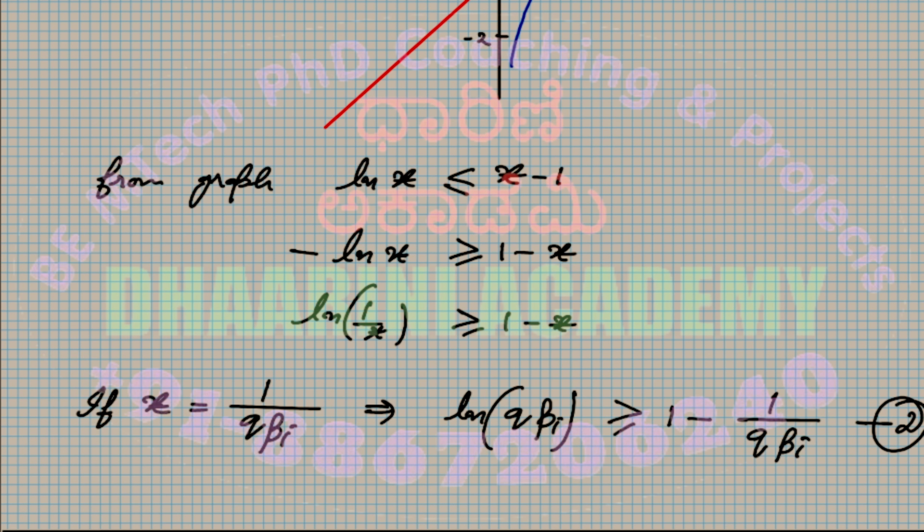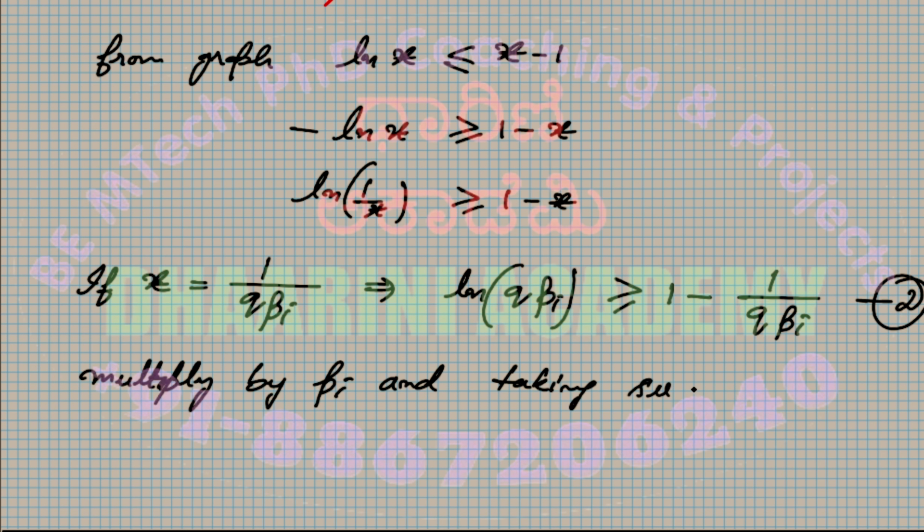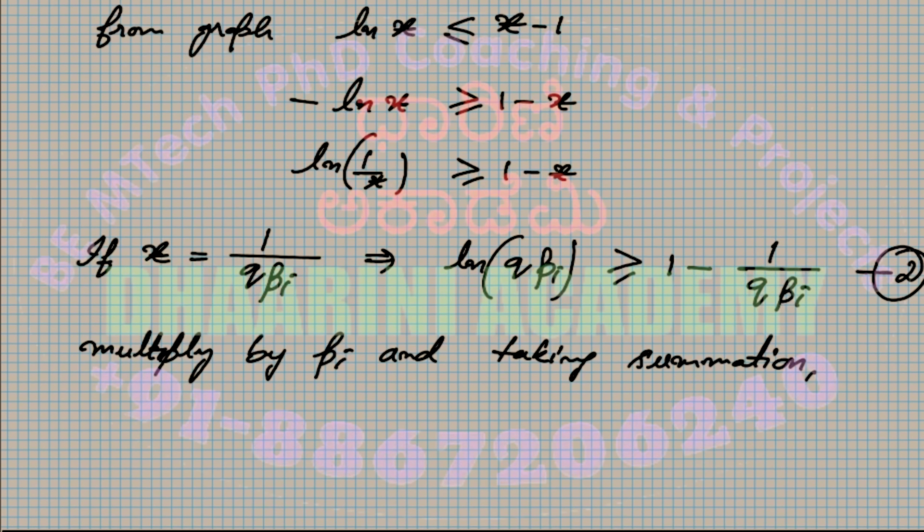Okay, now what I do, I multiply both sides of equation number 2 by pi, and I'll also take a summation. Okay, so I'll write what I'm doing: multiply by pi and taking the summation. Right, what happens? Let's try to do this on equation number 2.